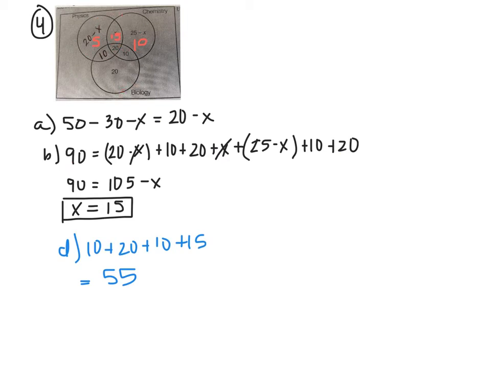And then Part D wants us to determine the number of students who study at least 2 subjects. So that's going to be any of the overlapping sections. So 10 plus 20 plus 10 plus 15, you get 55 students are studying at least 2 subjects.